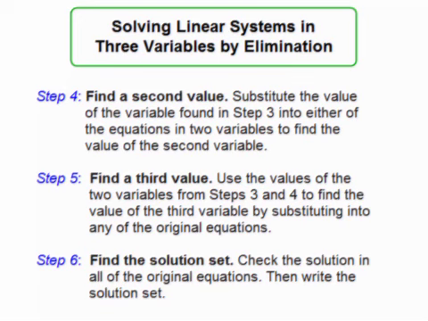Again, we had 2 equations with 2 unknowns, so we were able to completely solve those 2. Step 5, find a third value. Use the values of the 2 variables from steps 3 and 4 to find the value of the third variable by substituting into any of the 3 original equations. Step 6, find the solution set. Check the solution in all of the original equations, then write the solution set.